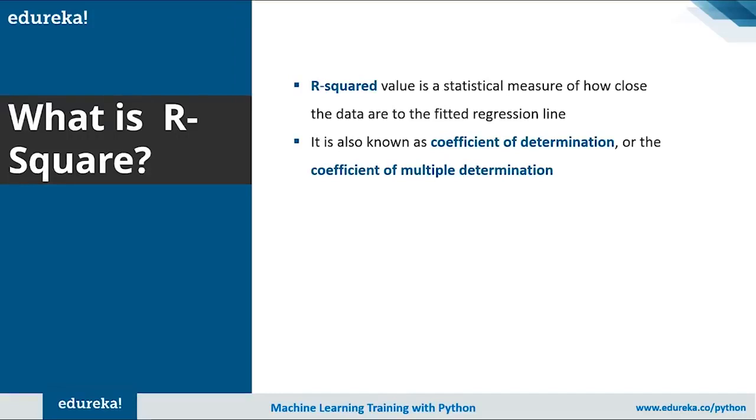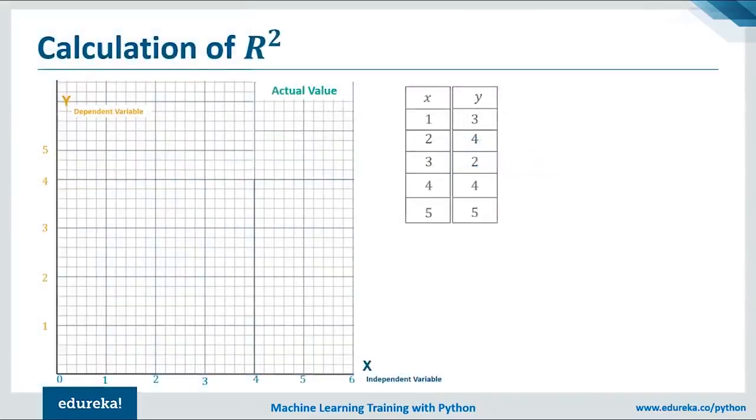In general, it is considered that a high R-squared value model is a good model. But you can also have a low R-squared value for a good model as well, or a high R-squared value for a model that does not fit at all. It is also known as the coefficient of determination or the coefficient of multiple determination. Let's move on and see how R-square is calculated.